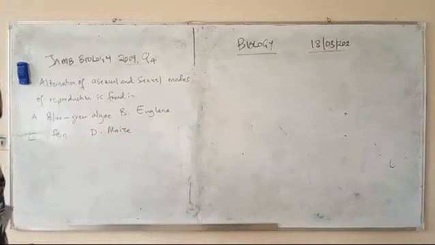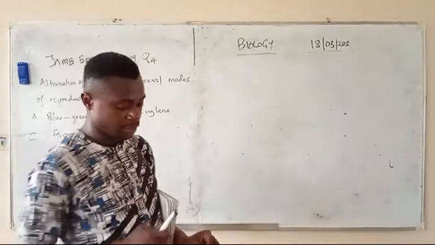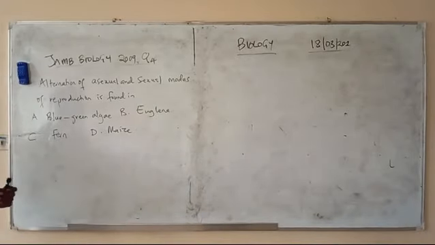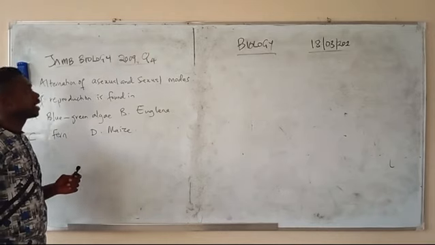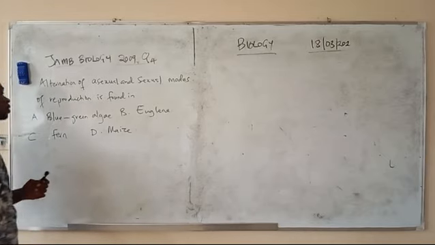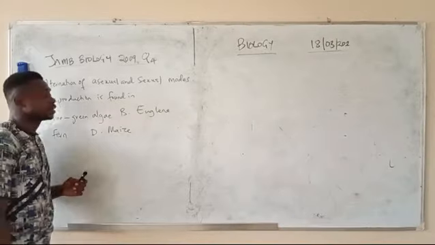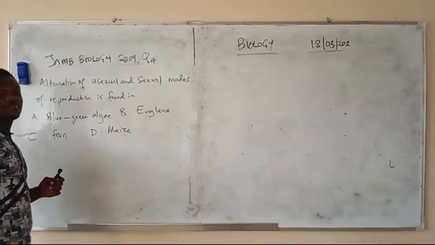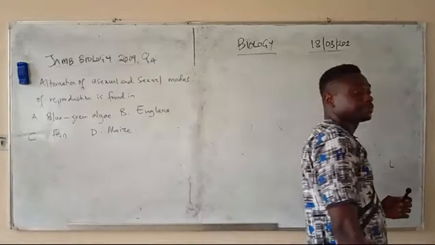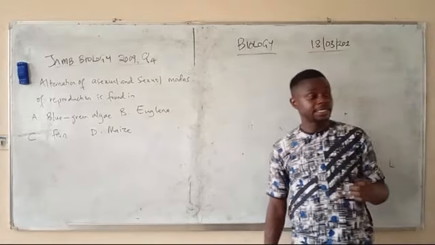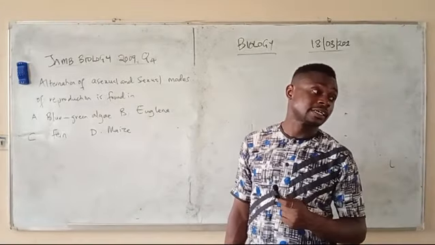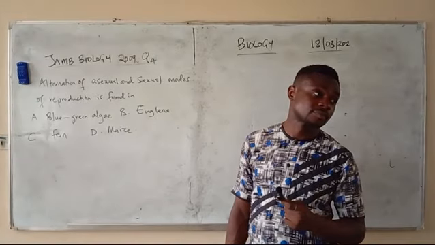Okay, this one is from JAM 2009, question 4. It says, alternation of asexual and sexual modes of reproduction is found in A, blue-green algae, B, Euglena, C, fern, D, maize. What's the answer? It's C.